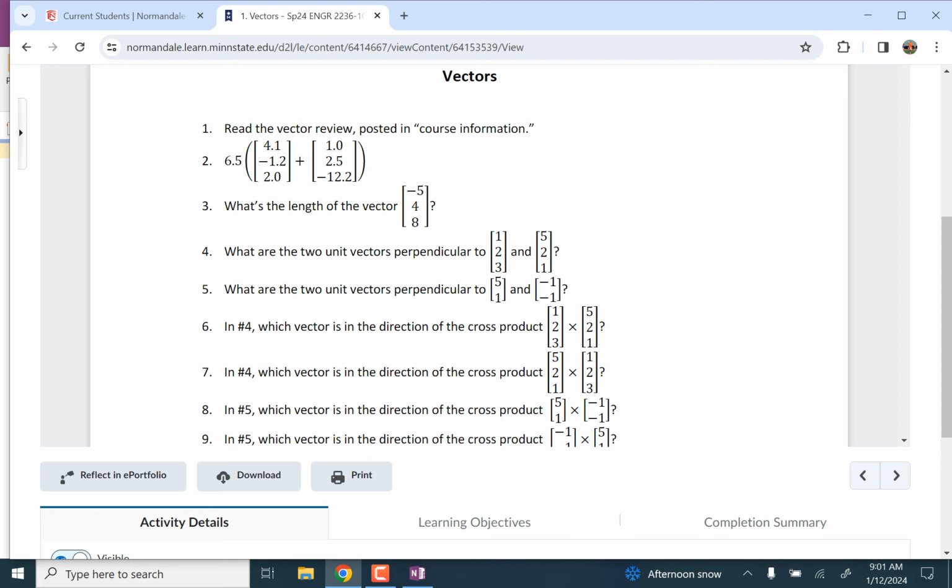Cross product, yep. The cross product will give you one vector that's perpendicular. How do you find another vector that's perpendicular? You switch the order. Yeah, just switch the signs of all of those.